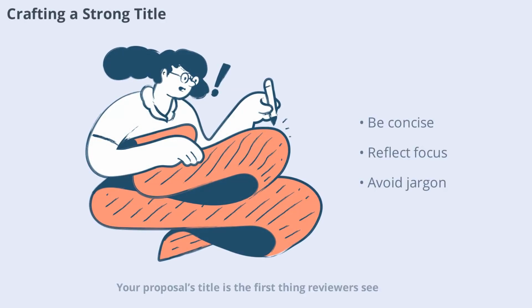A proposal's title is the first thing reviewers see, so make it clear and concise. A good title should reflect the main focus of your research and hint at your approach or key question. Avoid jargon and keep it straightforward. Think of it as your project's headline, something that grabs attention and communicates your topic at a glance. Next, we'll move on to the introduction, where you set the stage for your research.